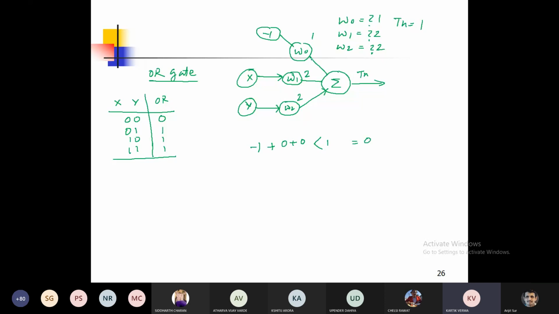Then this is visible, if any one is 0 then 2 will come. Yes, it is correct only. So any other? So you can understand that. Now, can you do the same thing for the XOR gate?